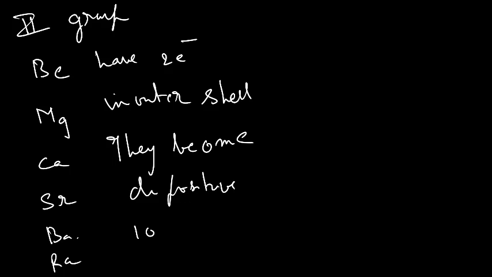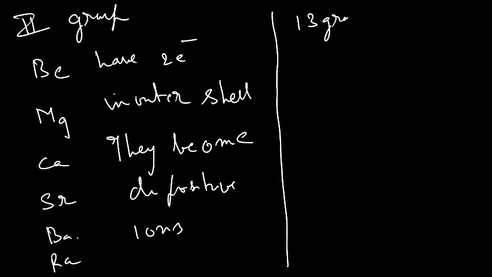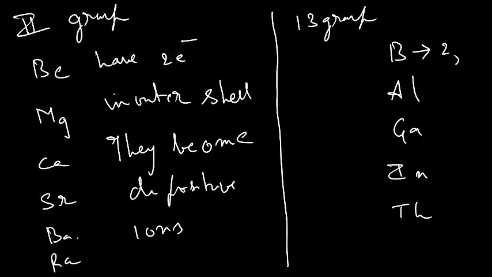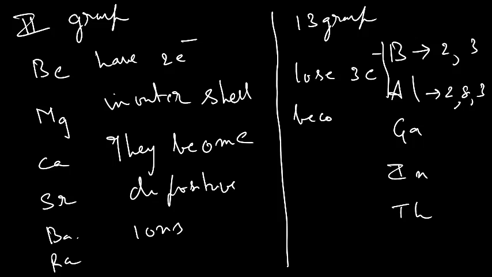Dipositive ions. On the other hand, if you take 13th group elements, boron, aluminium, gallium, indium, thallium, the electron configuration is 2, 8, 3. So they lose 3 electrons. These elements lose 3 electrons and become tripositive ions.